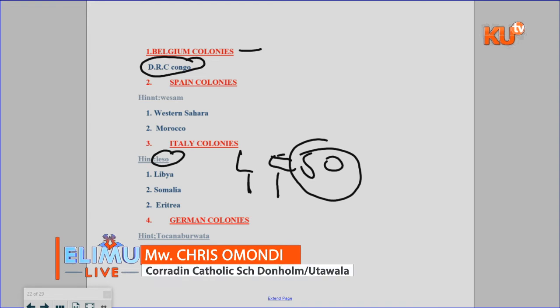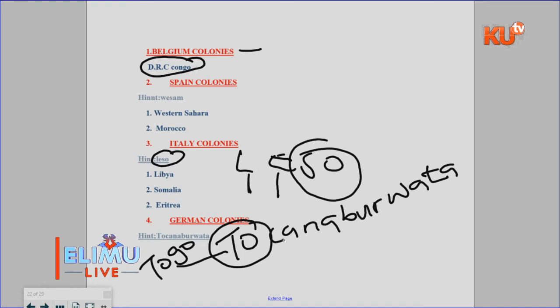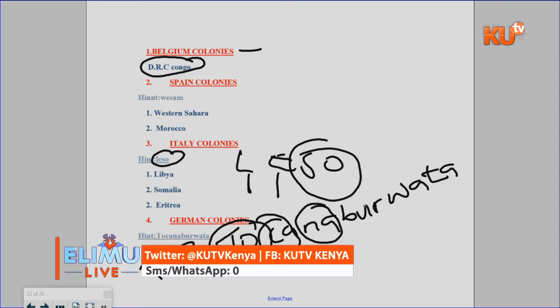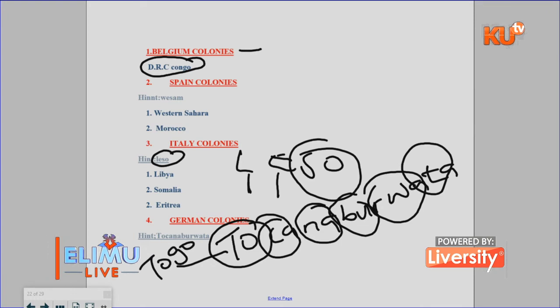So we also have Germany's colonies. I've come up with a mnemonic: Tokanaborwata. What does it mean? The first T-O means Togo. Then we have Cameroon, C-A. Then N-A, Namibia. We have Burundi, B-U, Rwanda, and then Tanganyika. So we have Togo, Cameroon, Namibia, Burundi, Rwanda, and Tanganyika.